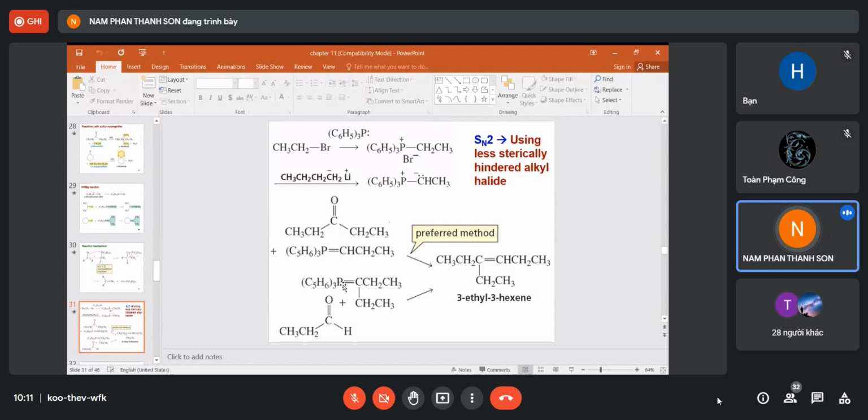Always go with the less steric unit. I mean, look at this P double bond C and this P double bond C. The top one is less steric, less bulky than the bottom one. So go with the less steric unit. Remember that, because when you make this unit, you need to use an SN2 reaction.